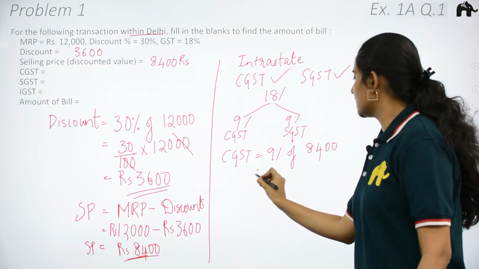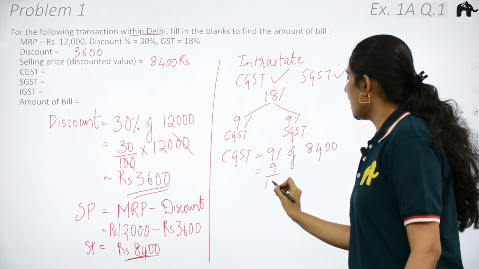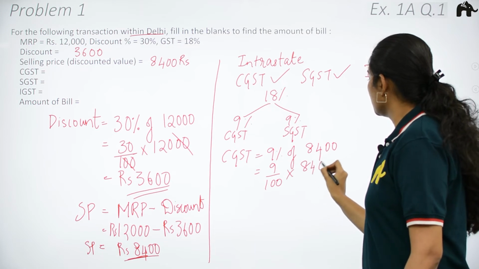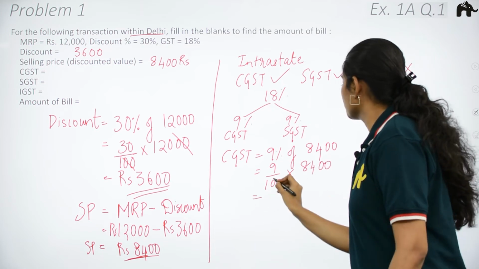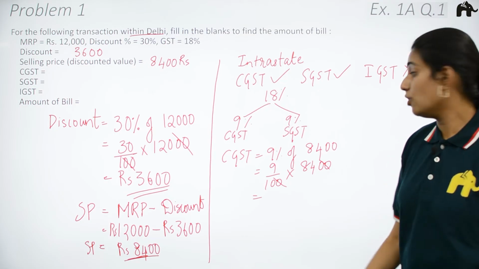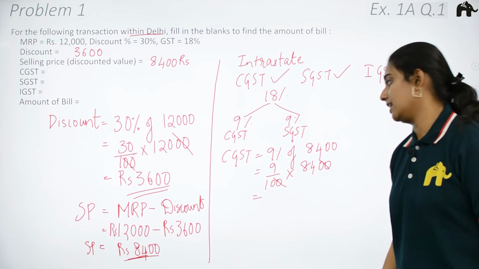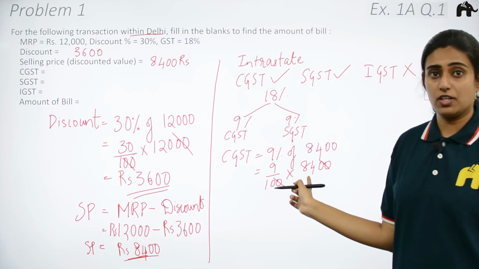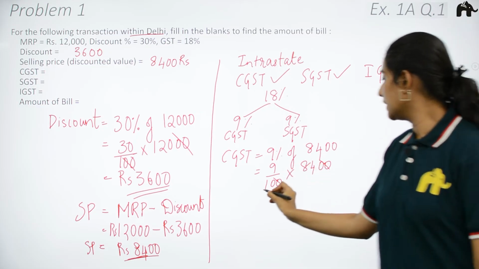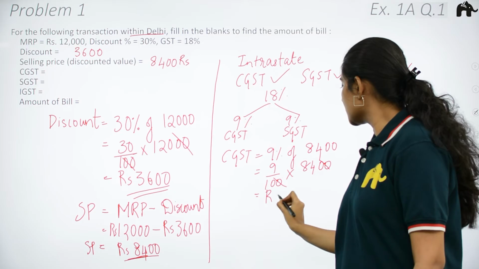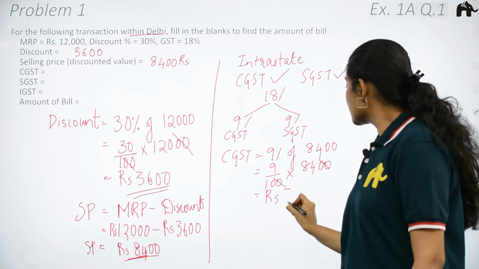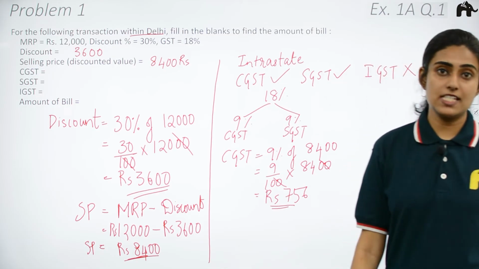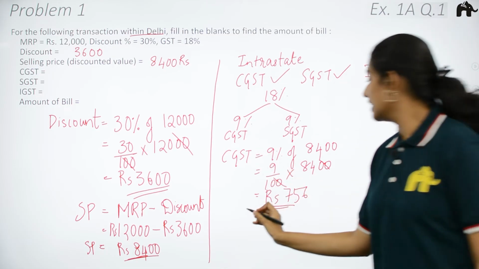8,400, which is equal to 9 by 100 into 8,400. 84 into 9, what do you get? 9 into 84, what do you get? You'll be getting rupees 756. So rupees 756 is your CGST.